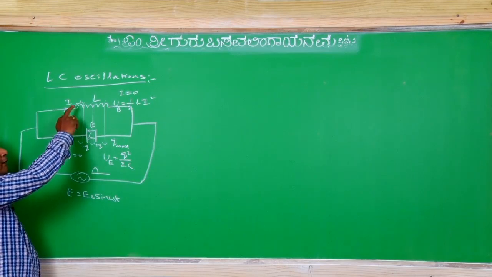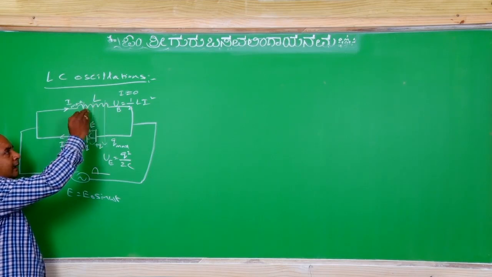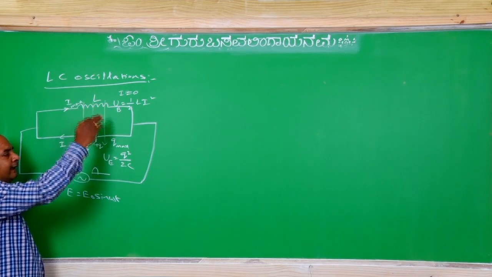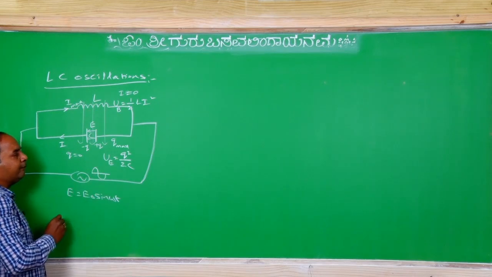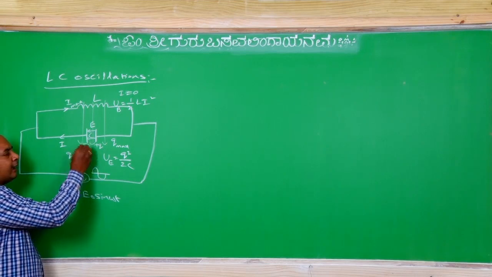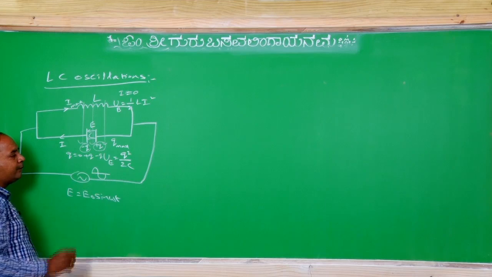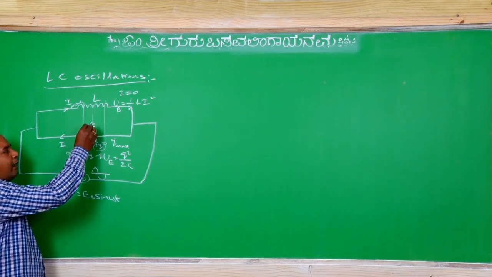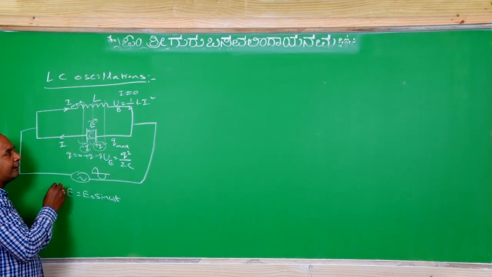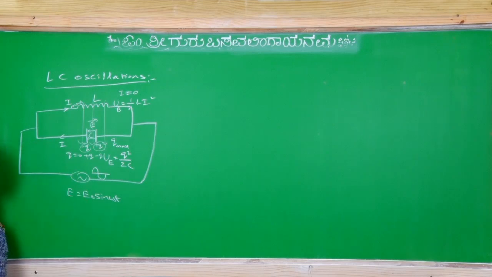When the current becomes maximum, then immediately the inductor allows the current to pass through it. Again, the cycle will continue. Suppose the negative pulse came, then the charges are interchanged as plus Q and minus Q. That's why the electric field is formed in the reverse direction. Then the current flows in the opposite direction. This is said to be oscillation.